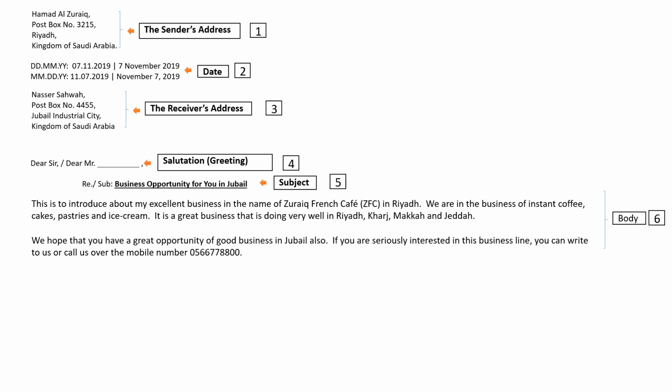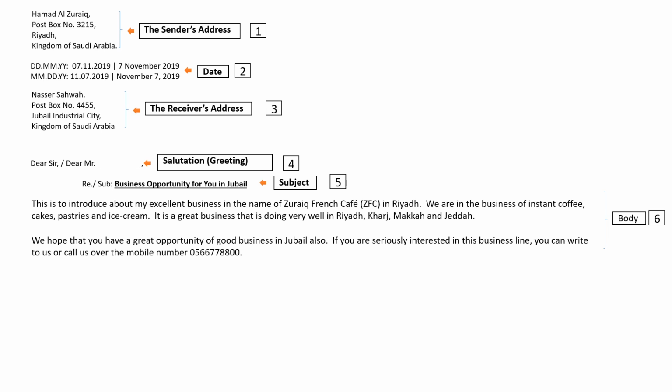Now let me share a few phrases with you when you're opening your letter. You could write, "I'm writing to inquire if," or "to inquire about," or "I'm interested in and would like to." So these are some examples you could use when you're starting your letter.